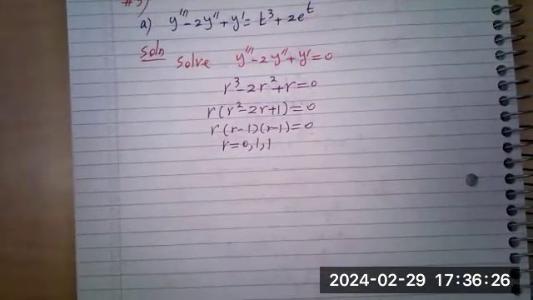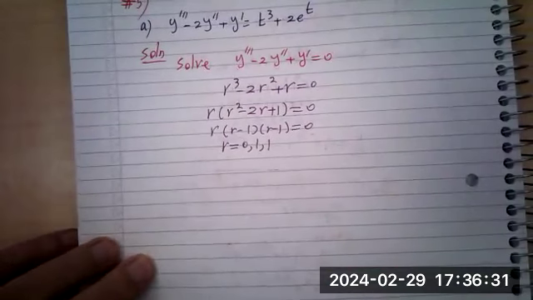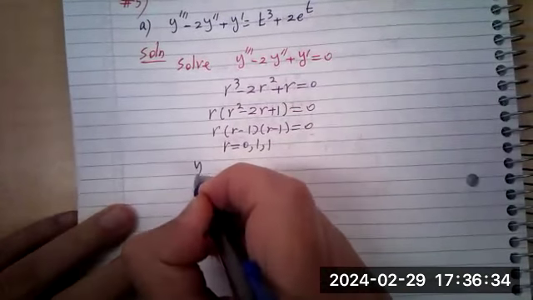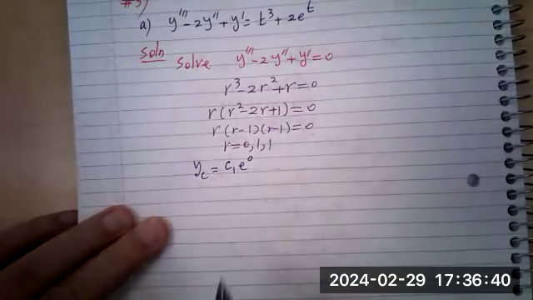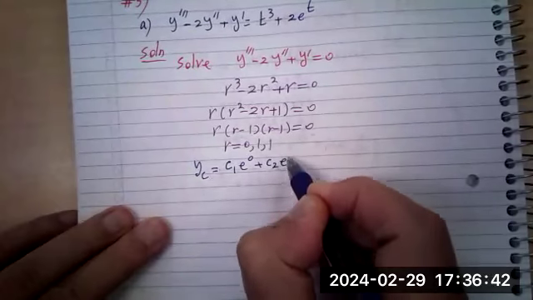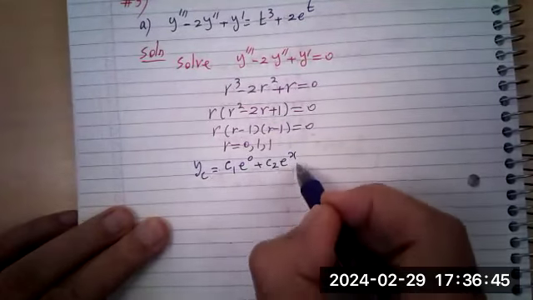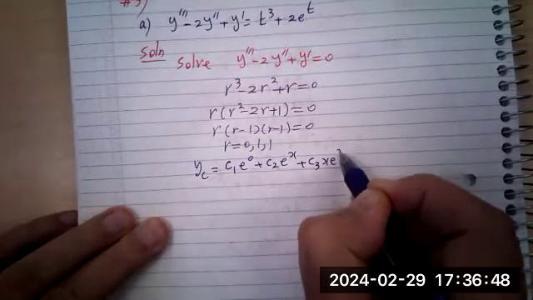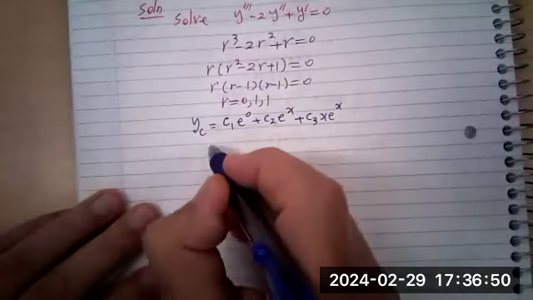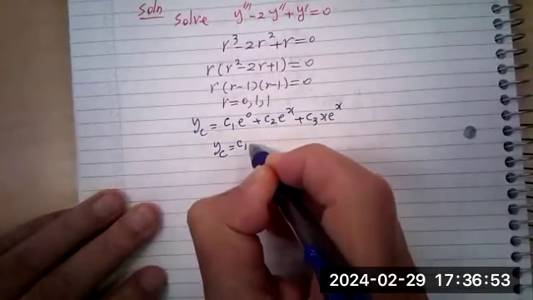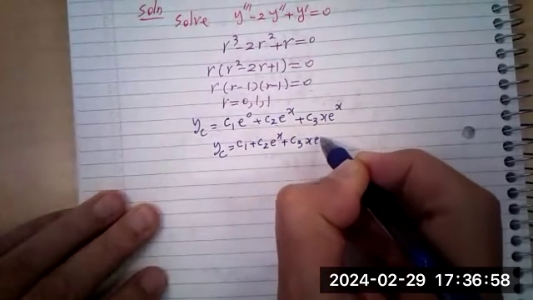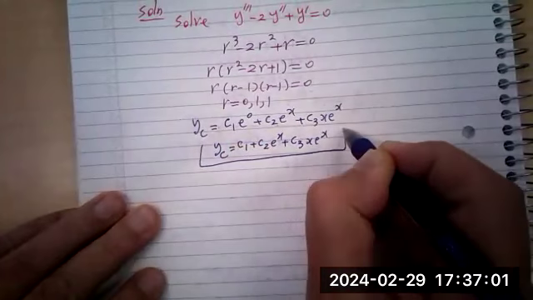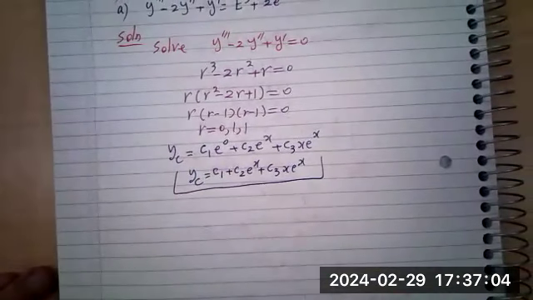I'm going to repeat the solution here. Any question? Now I'll write the solution. So yc would be c1 e to the 0x, okay, plus c2 e to the x. Since you repeated, c3 x e to the x. So yc would be c1 plus c2 e to the x plus c3 x e to the x. This is your yc. Any question?